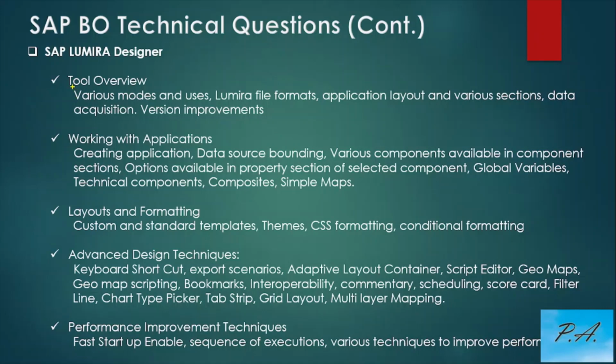For example, tool overview. In this tool overview: various modes and uses, Lumira file formats, application layout, various sections, and data acquisition, how data is acquired, and various improvements in Lumira Designer with regards to versions. And working with applications, like creating a simple application, how to bind a data source to a particular application, various components available in the component sections, options available in the property sections of selected components, global variables, technical components, composites, and simple maps.